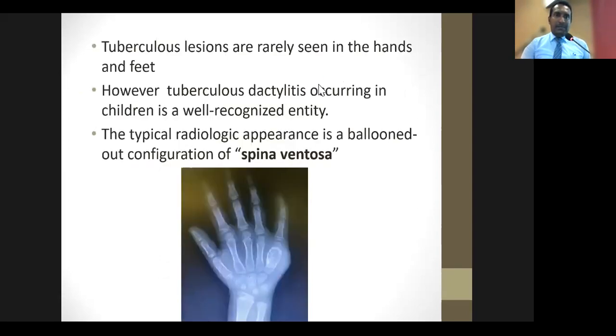And tuberculous lesions are rarely seen in the hands and feet. However, tuberculous dactylitis occurring in children is a well-recognized entity. There's a typical radiologic appearance, given the name spina ventosa, a ballooned out appearance is seen here. So this is a well-recognized entity, tuberculous dactylitis.